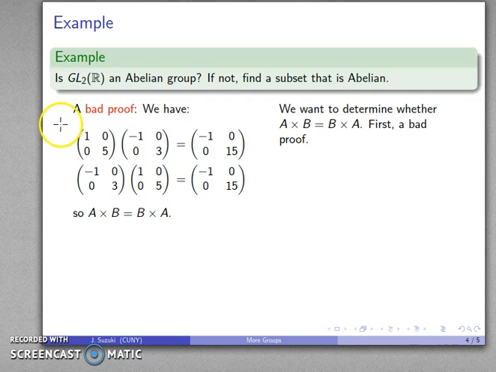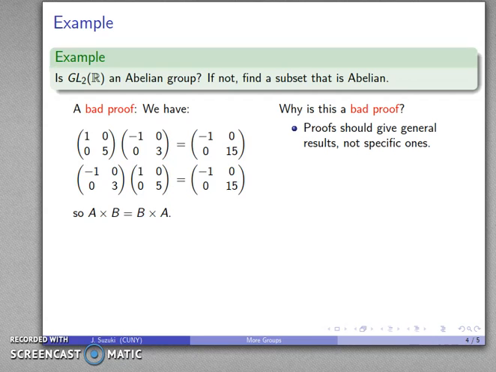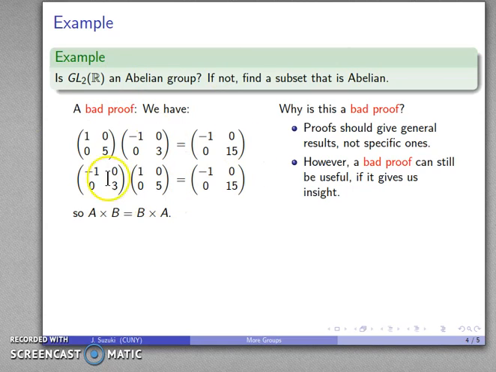Well, this is actually a bad proof. And we might go into some detail about why it's a bad proof. Proofs in general should give us general results, not specific ones. All we've actually proven here is that this matrix times this matrix gives us the same result, no matter which way we multiply them. However, a bad proof can still be useful if it gives us some insight. And the most important thing here is that if you want to start off with an example, don't end there.